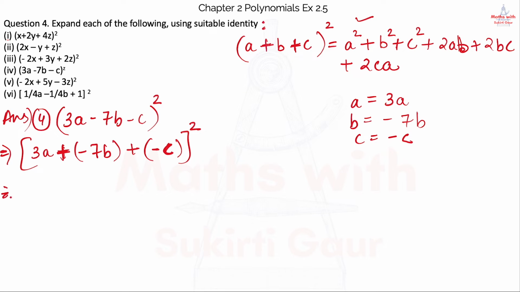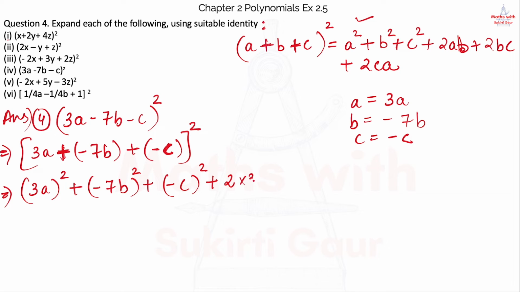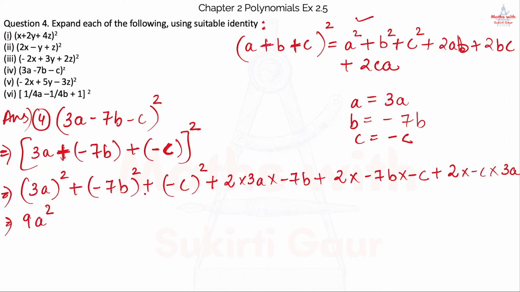Here expanding it, a square is (3a) square, plus b square, (minus 7b) square, plus c square, (minus c) square, okay, plus 2ab, 2 into 3a into minus 7b, plus 2bc, 2 into minus 7b into minus c, plus 2ca, minus c into 3a, right? 3a whole square will be 9a square plus (minus 7b) square will be 49b square, and that will be in positive because minus into minus will be plus, so 49b square. Third term will be plus c square.